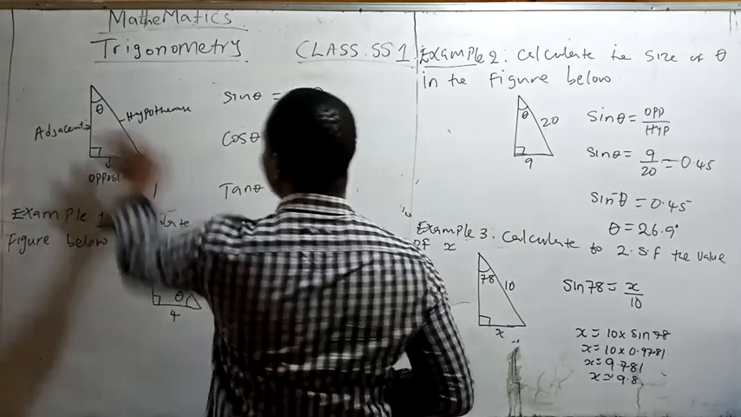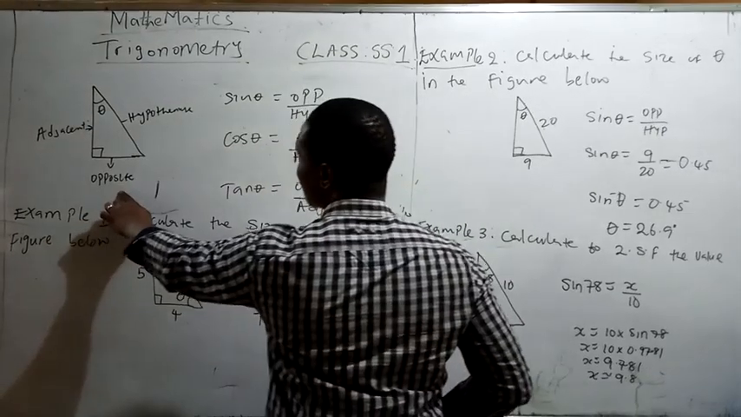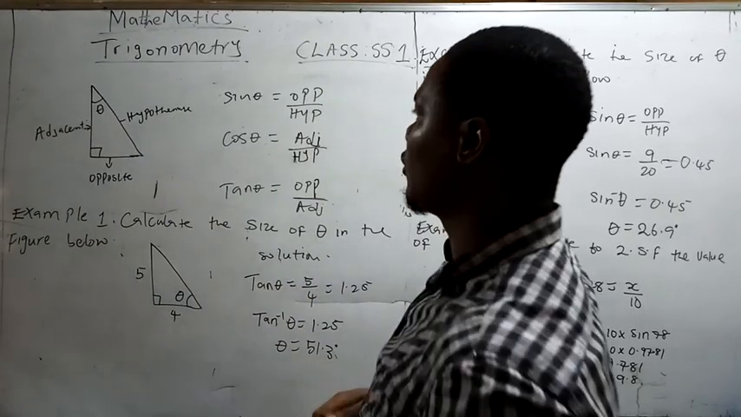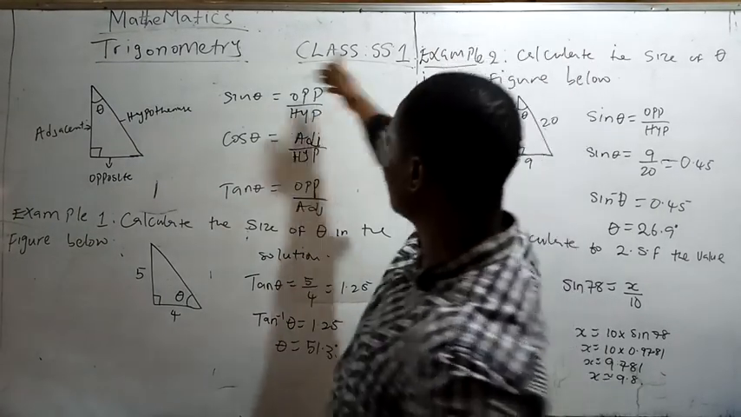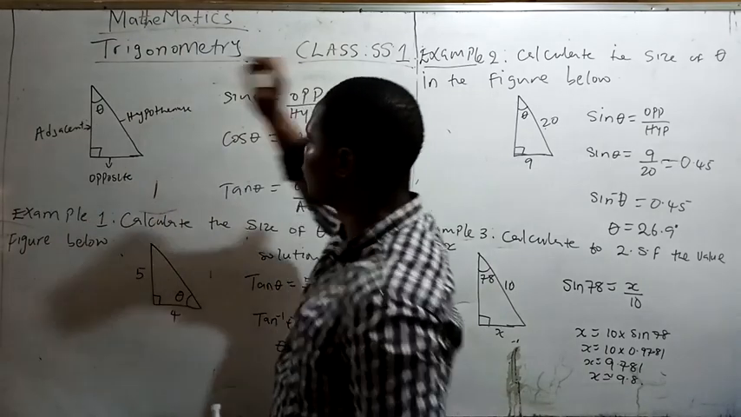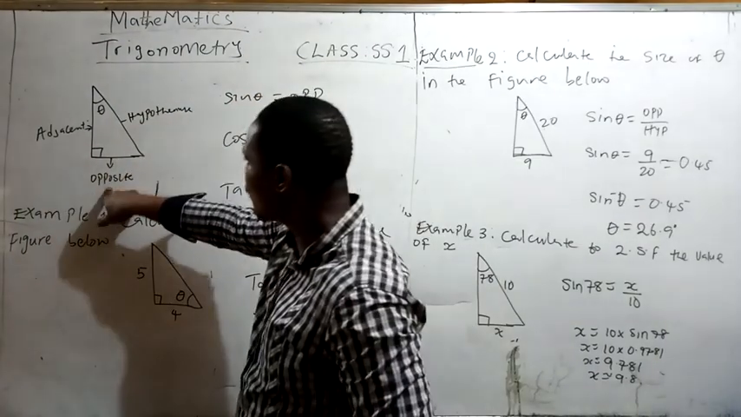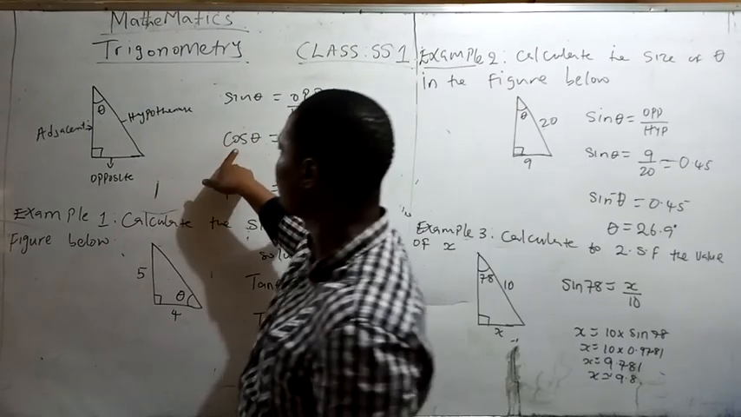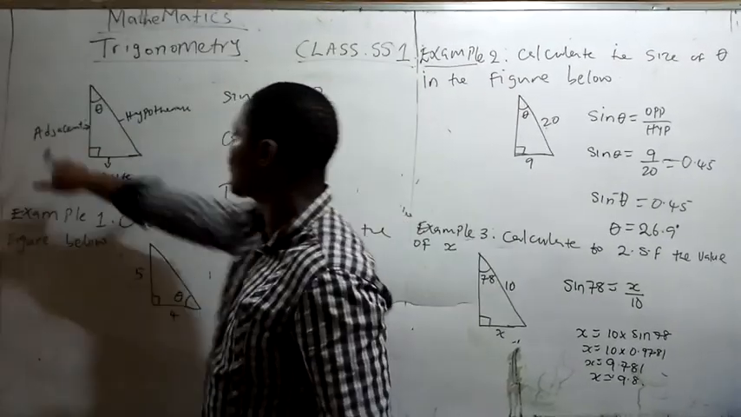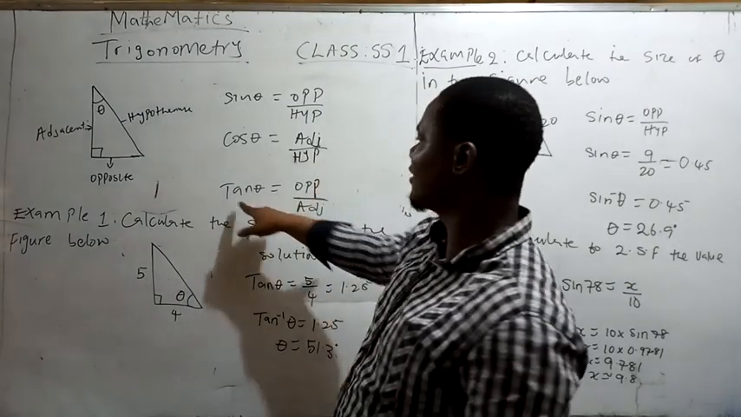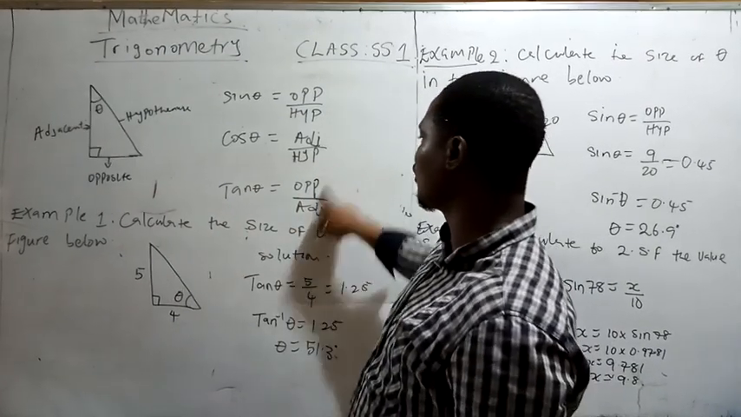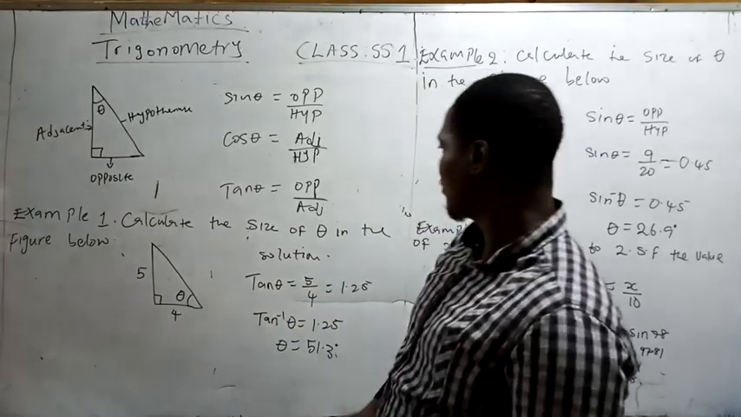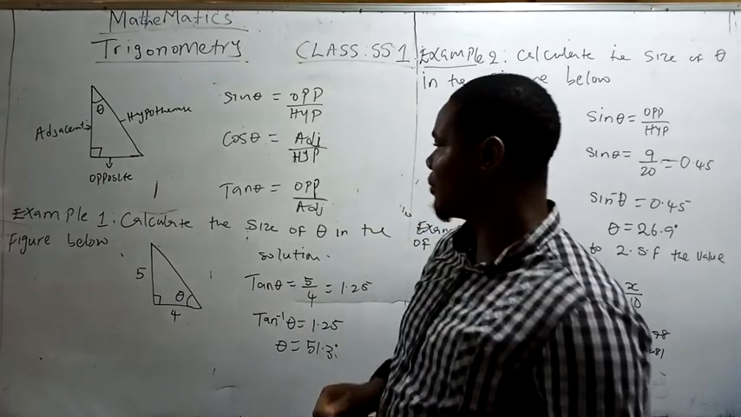So if you look at it now, opposite is now down, hypotenuse remains, while adjacent is now on the other side, which rounds down to sine theta. From our SOHCAHTOA, we have opposite over hypotenuse. Cos theta, we have the adjacent over hypotenuse. And tan theta, we have opposite over adjacent. Now let's quickly take some examples to make us understand it better.